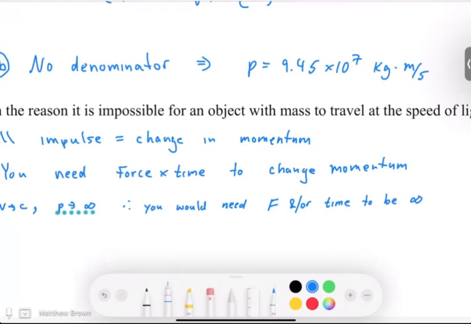Since you're looking at impulse, I suppose you could say, oh no, I'm going to apply a regular force, but then the time would have to be infinite that you're applying the force for, or the force would have to be infinite, neither of which is very practical.